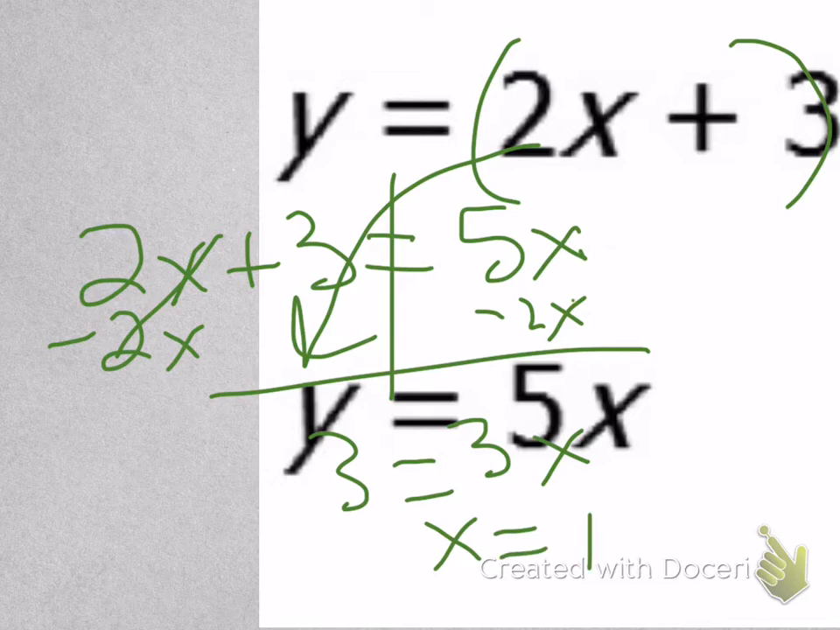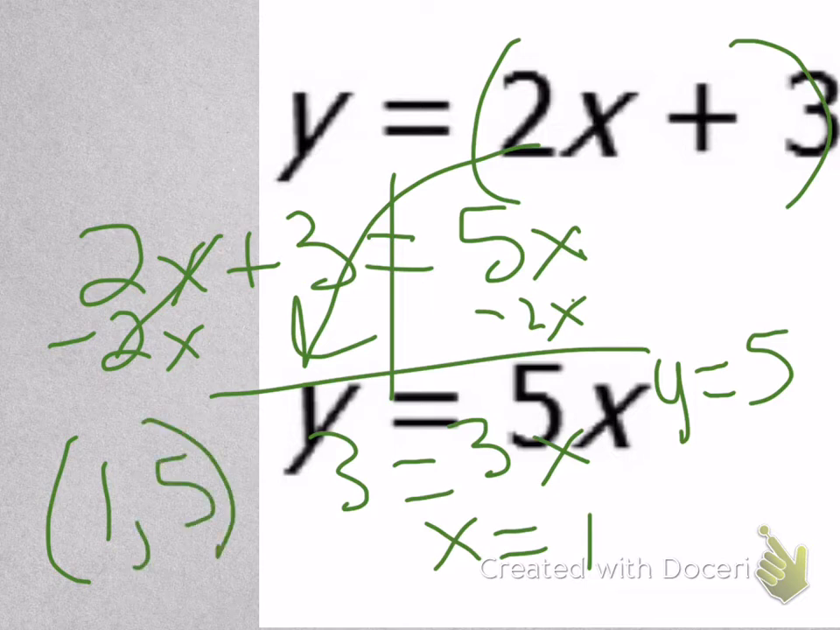So now once you have x equal to 1, we plug it in. Either one, you plug it in. Let's do it on the bottom. 5 times 1 is 5. So my y equals 5. So a way to write my ordered pair would be 1 comma 5. It would work in both. So we put the 1 in for the x. So 2 times 1 is 2. 2 plus 3 is 5. So it works in both equations.